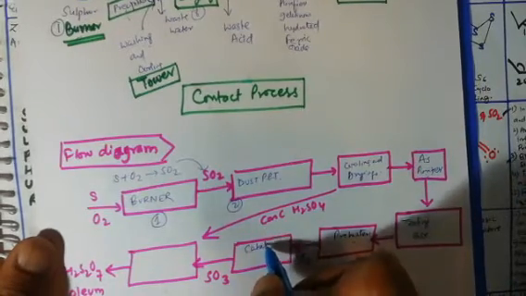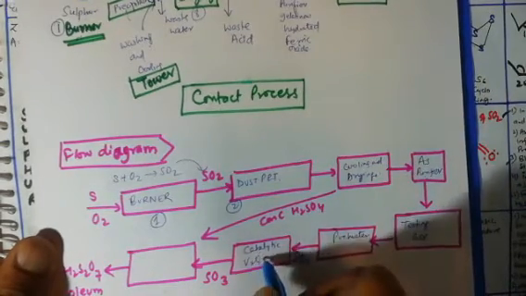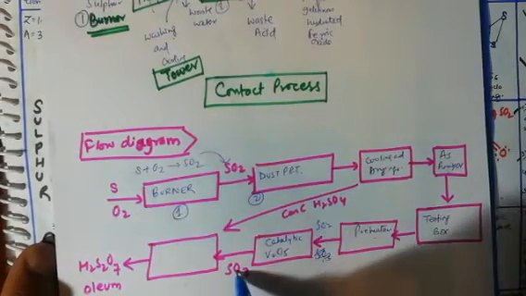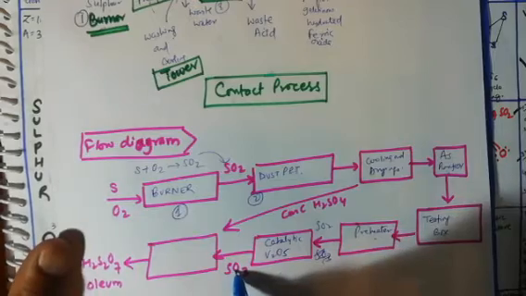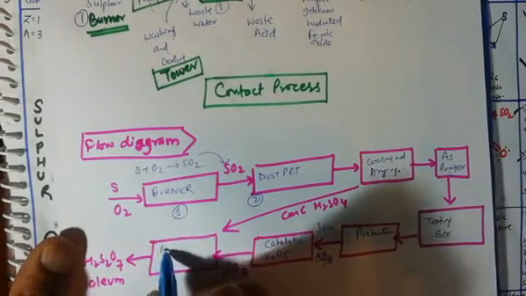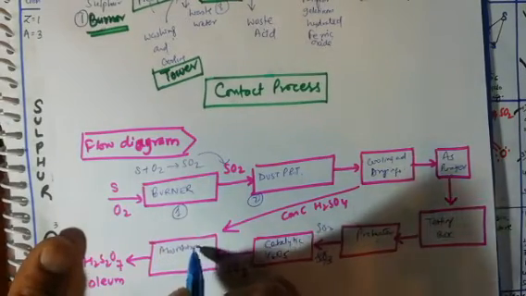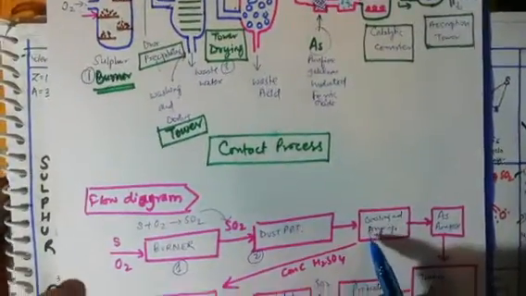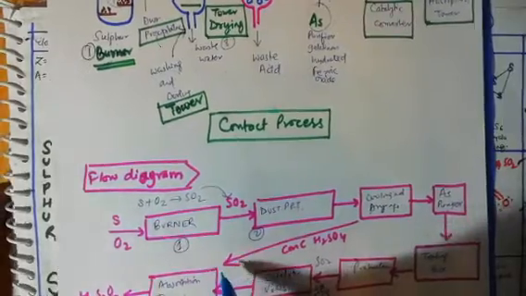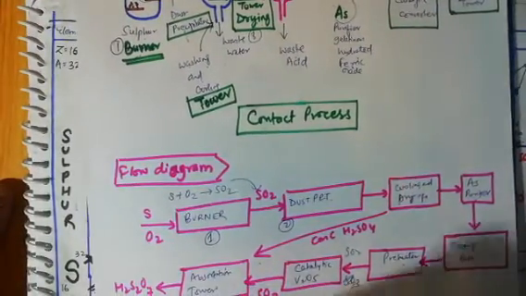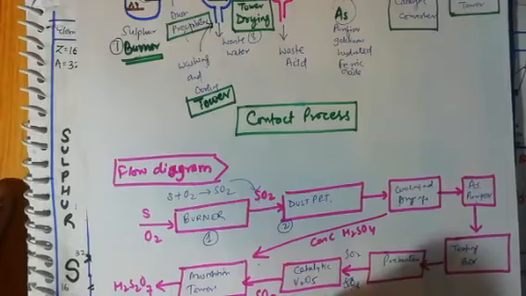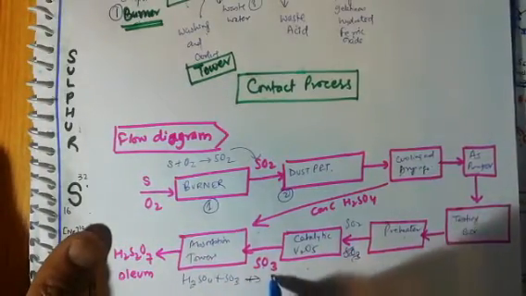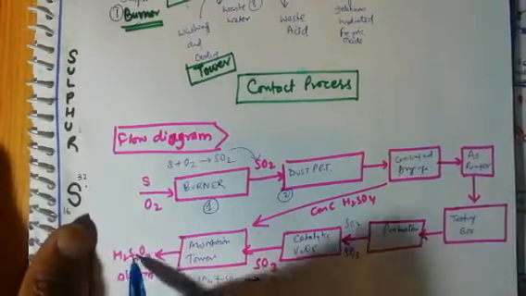From here it will go into the catalytic chamber, where V2O5 is the catalyst. The moment SO2 passes into the catalytic chamber, it will convert into SO3. That SO3 will now pass into the absorption tower. In the absorption tower, we wash it with concentrated H2SO4. The reaction occurs: H2SO4 plus SO3 gives H2S2O7, which is oleum.